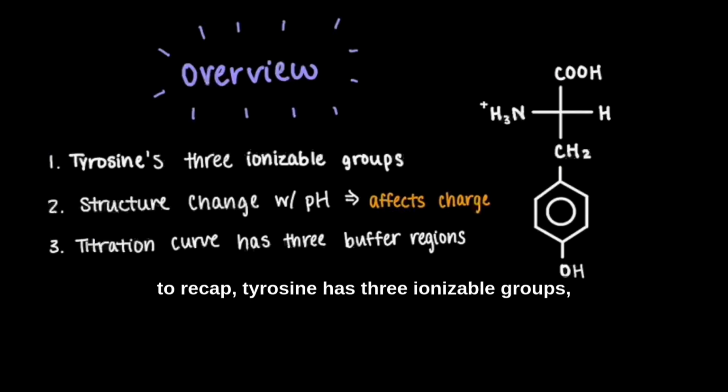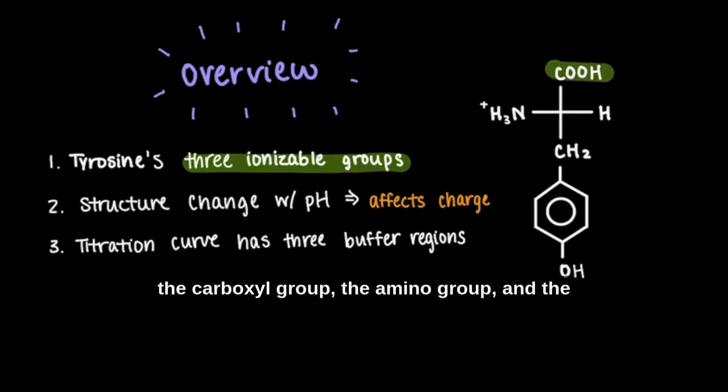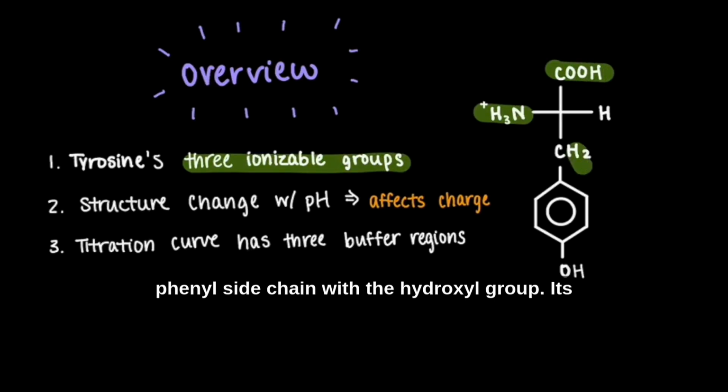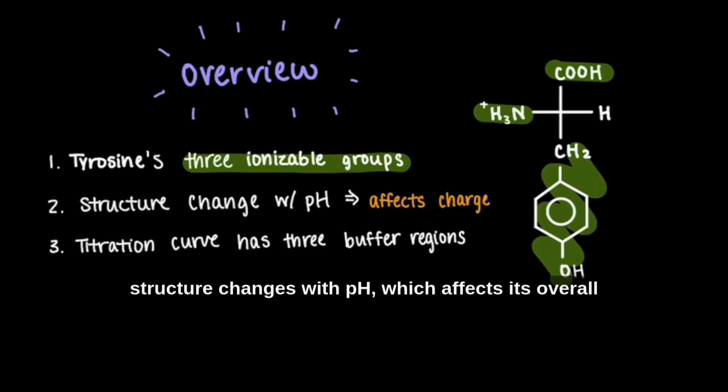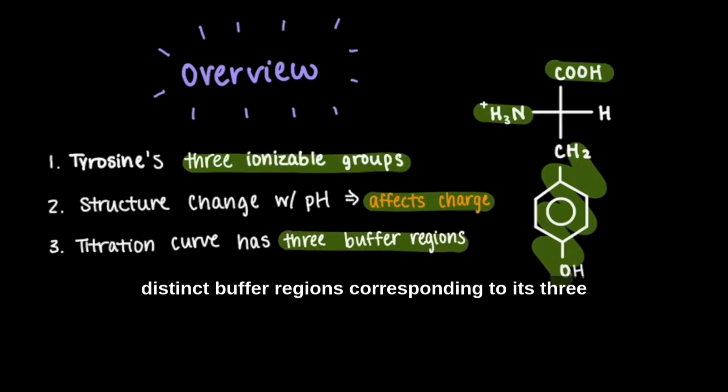Finally, to recap, tyrosine has 3 ionizable groups: the carboxyl group, the amino group, and the phenyl side chain with the hydroxyl group. Its structure changes with pH, which affects its overall charge, and its titration curve shows 3 distinct buffer regions corresponding to its 3 pKa values.